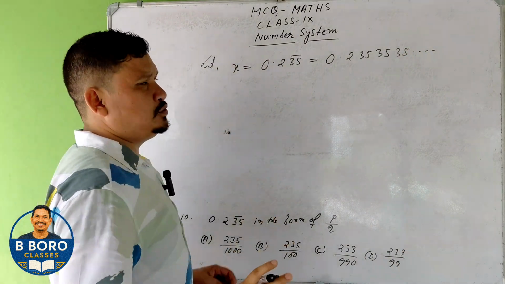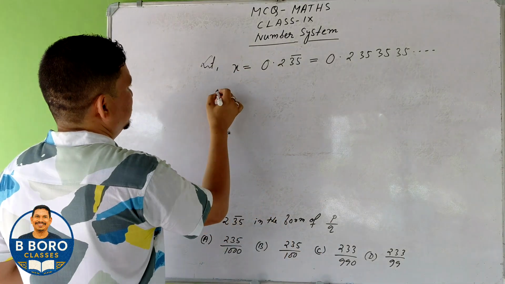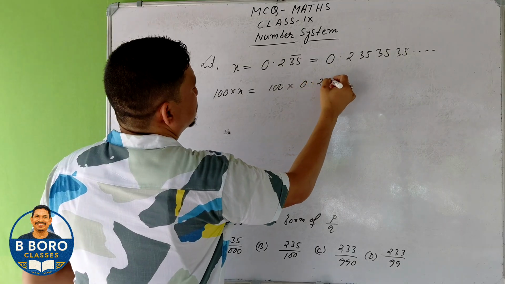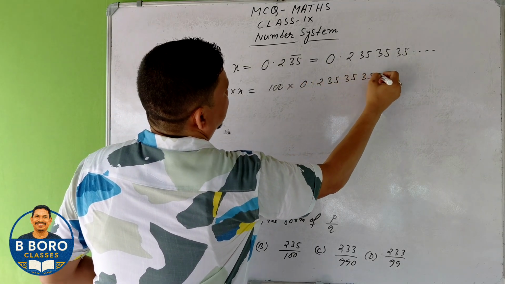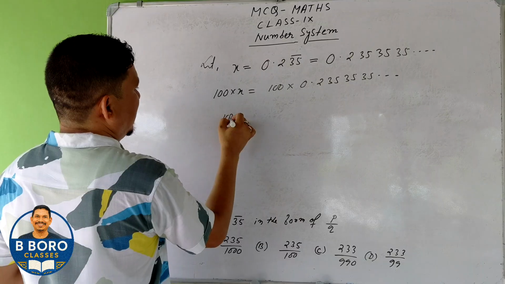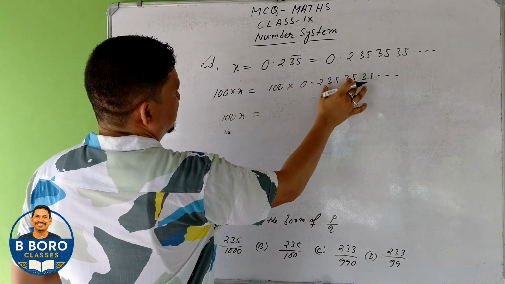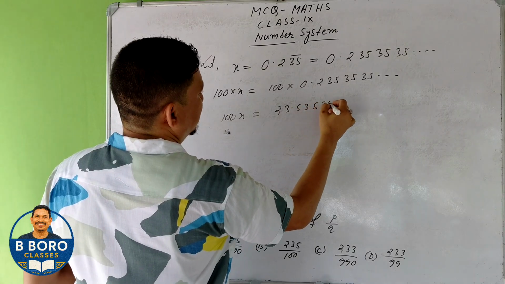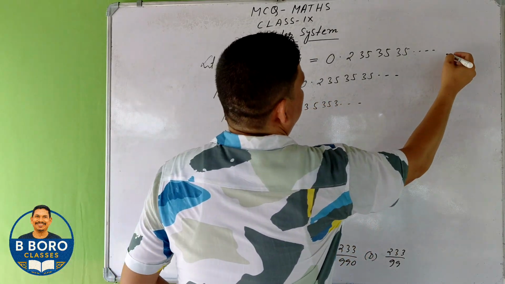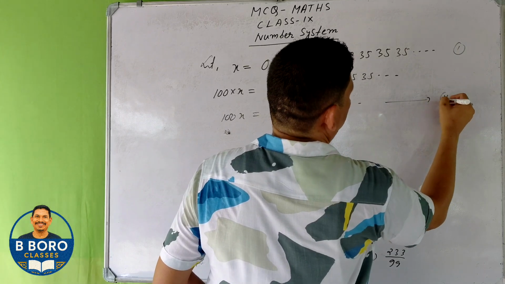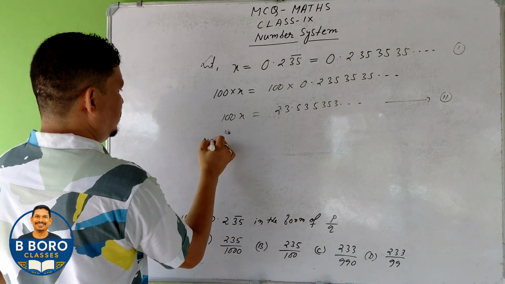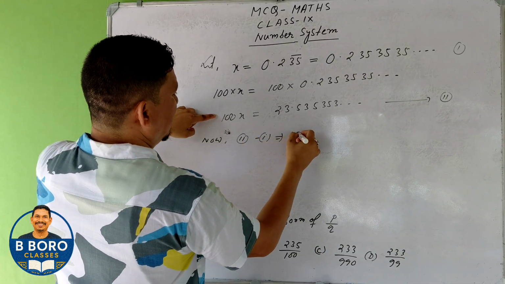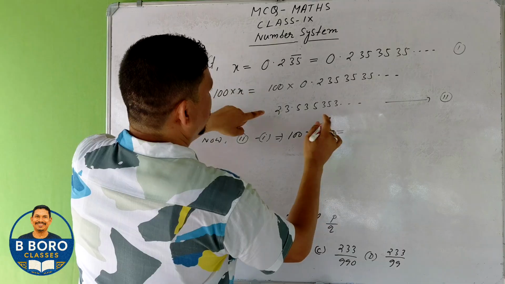After the decimal, since 2 digits are repeated, we multiply by 100. So 100 into x equals 100 into 0.2353535 dot dot dot till infinity. When you multiply by 100, it becomes 100x equals 23.535353 dot dot dot till infinity. Suppose this is equation number 1 and this one is equation number 2. Now 2 minus 1: the left side is 100x minus x.